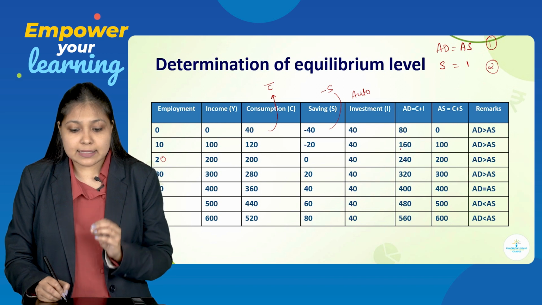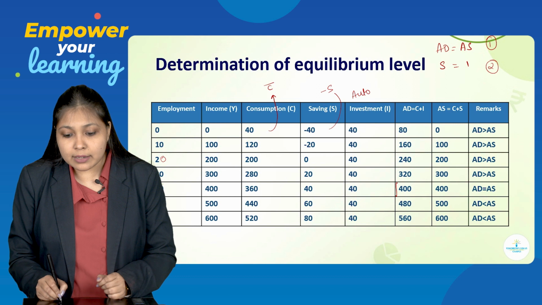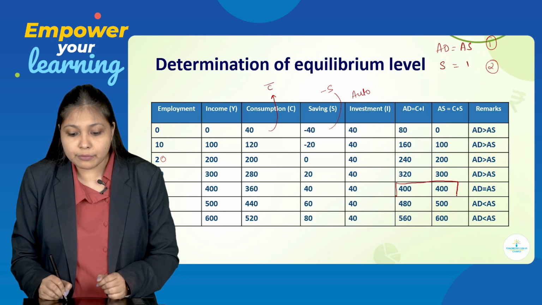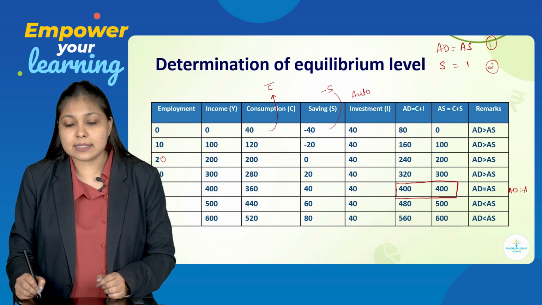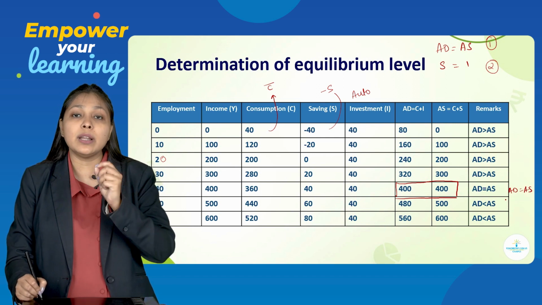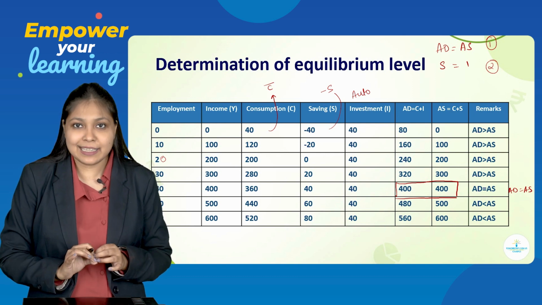So, if I see very carefully, AD is equal to AS when there is 400, 400. That means AD is equal to AS. Equilibrium point. I got the equilibrium point for the first approach, that is the AD-AS approach.